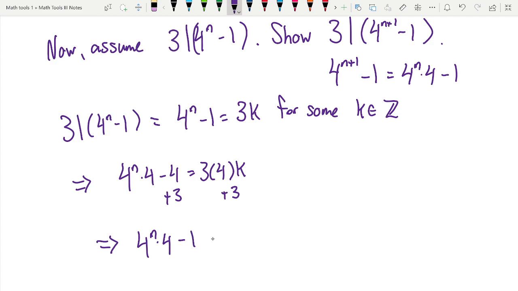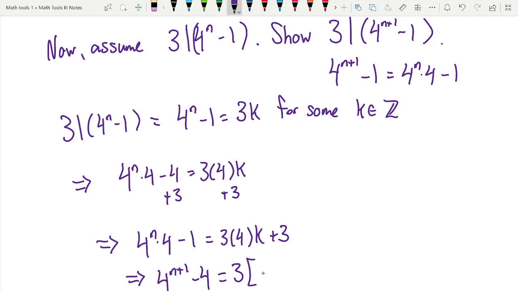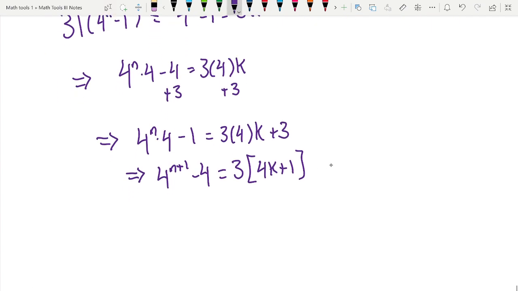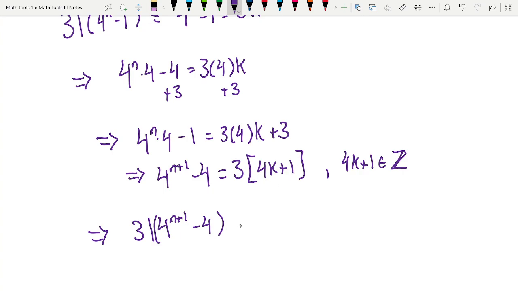So now we have 4 to the n times 4 minus 1 is equal to 3 times 4 times k plus 3. So now this side is just 4 to the n plus 1 minus 1. And now this side, we can factor 3 out of the whole thing, right? And then we have this. Now, 4k plus 1 is going to be an integer. So by the definition of divisibility, this implies that 3 divides this whole thing right here, right? Because this is the definition of divisibility, that it's equal to 3 times some integer. So then we're done here.